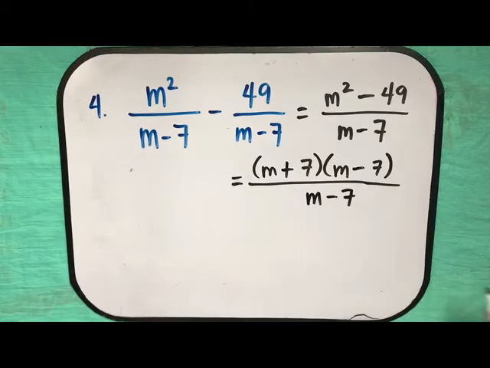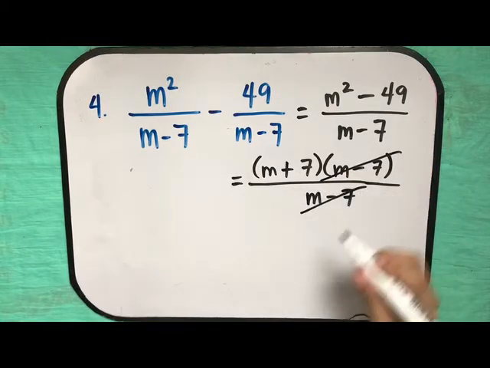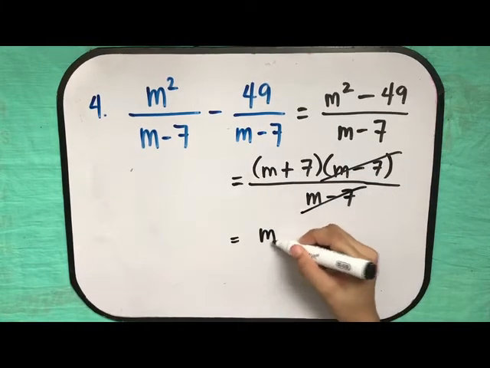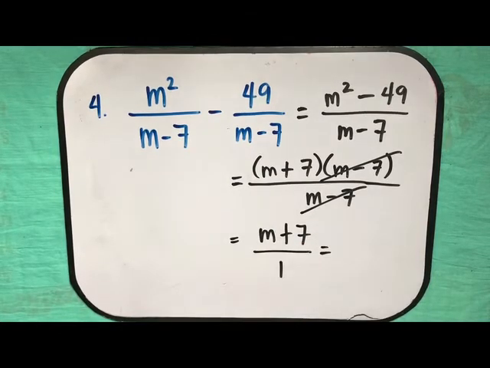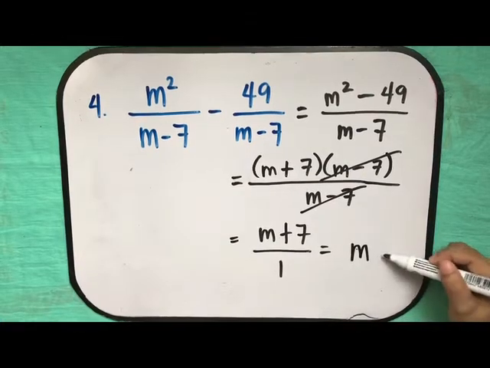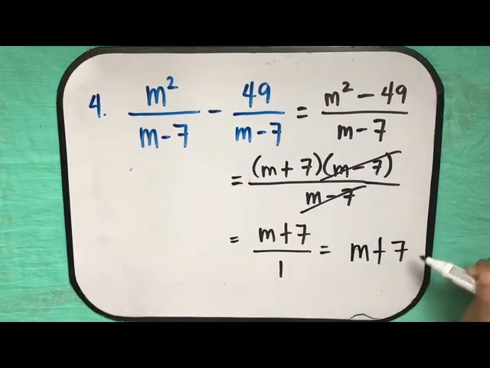Now, cancel the common factor, m minus 7 and minus 7. We'll have m plus 7 over 1. Or, since we do not need to write the denominator 1, our answer will just be m plus 7.